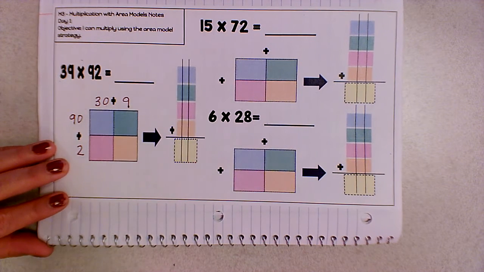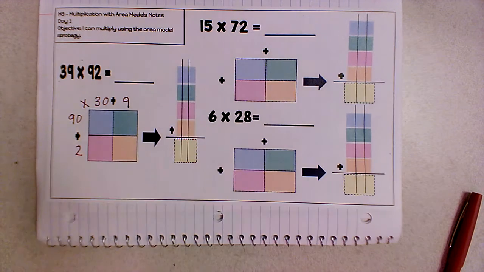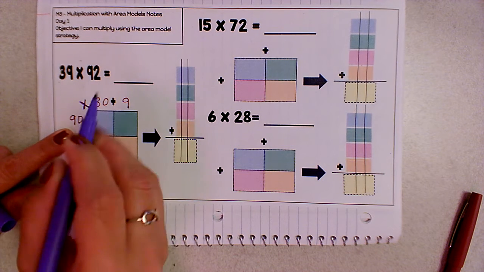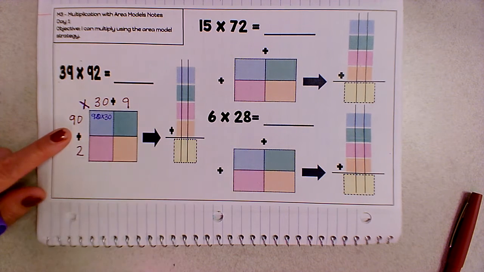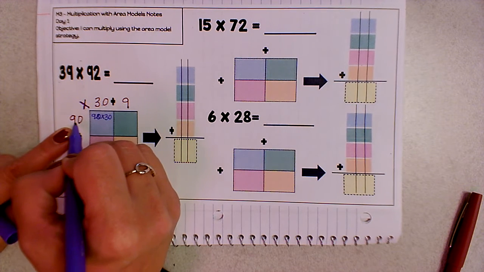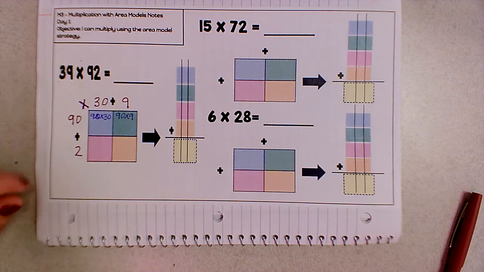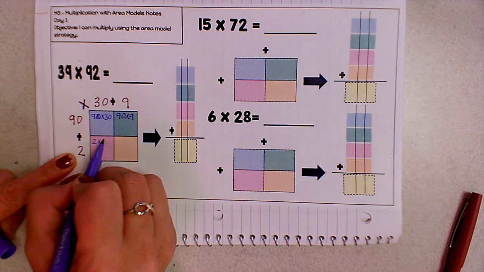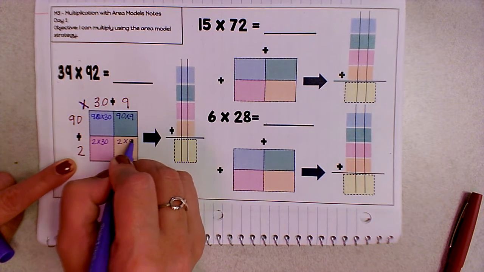Okay. The next step is we're going to multiply each of these sections. So we're going to start here with the 90 and the 30. So we're going to do 90 times 30. Okay. Then, if I did 90 times 30 here, I also have to do 90 times 9 here. So 90 times 9. Okay. Then I'm going to come down to my 2 and I have to multiply everything by 2. So I'm going to do 2 times 30 and then 2 times 9. Okay.